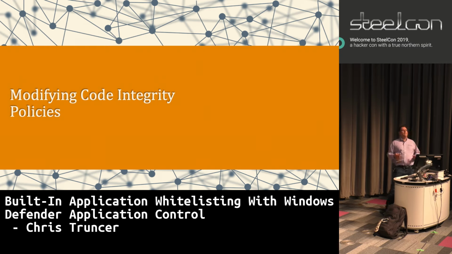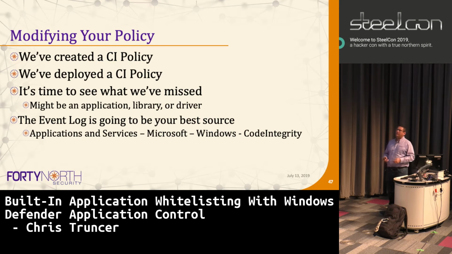Great. So now we have these rules. We've created a rule set. We've converted it to a binary format. We've now deployed this into our environment. What if we need to make changes to the rules because we would otherwise be blocking users from running programs that they need to get their job done? Well, let's look at how we can modify our policy.